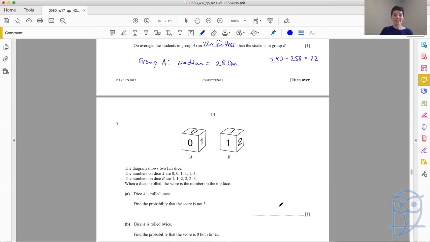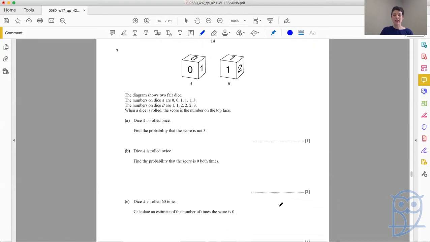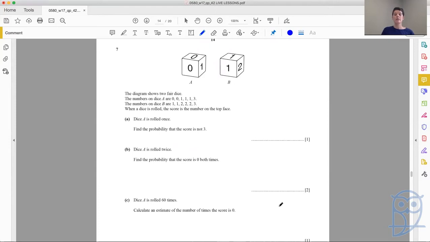Question 7 continues with the theme of statistics, looking at probability. So our diagram shows 2 fair dice. So 6 sides, all 6 sides have the equal probability of being rolled onto. The numbers on dice A are 0, 0, 1, 1, 1, 3. So it doesn't go 1, 2, 3, 4, 5, 6. The numbers on dice B are 1, 1, 2, 2, 2, 3. When a dice is rolled, the score is the number on the top face. So then we're all clear, we know exactly what it is we're working with in this question.